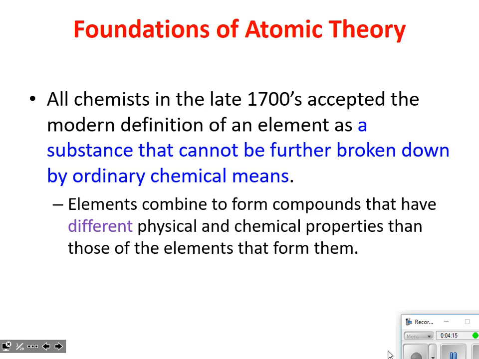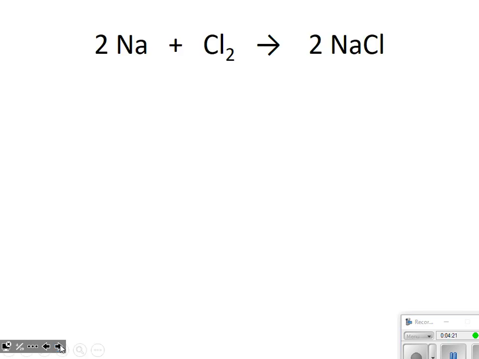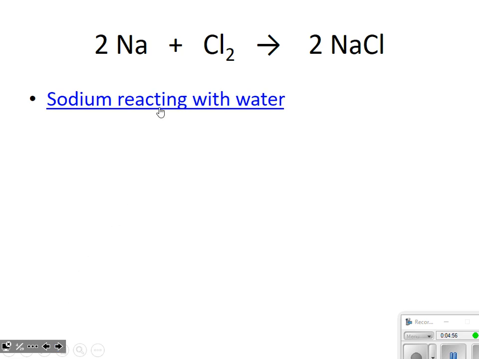Now, we're going to take a gander here. Here is a chemical reaction. The chemical reaction is involving sodium reacting with chlorine to form sodium chloride. I'm sure we've all heard of sodium chloride, haven't we? It's salt. It's table salt. Now, sodium, chlorine. What do we know about those two things? We're going to check this out right here.